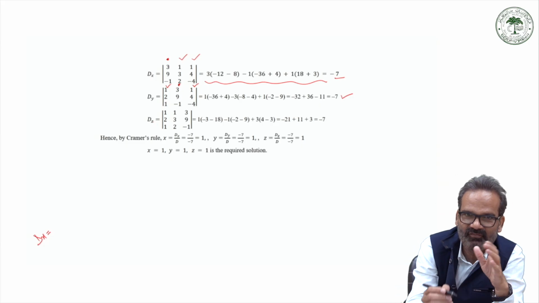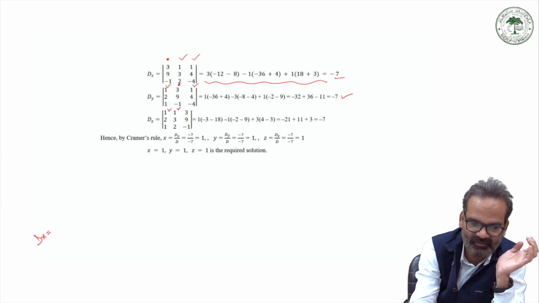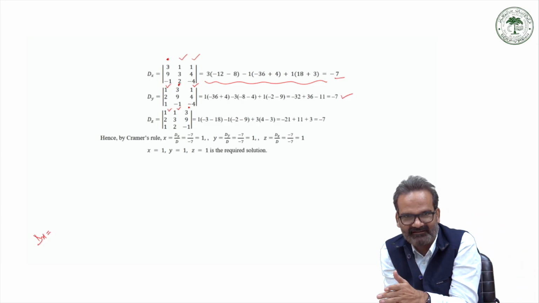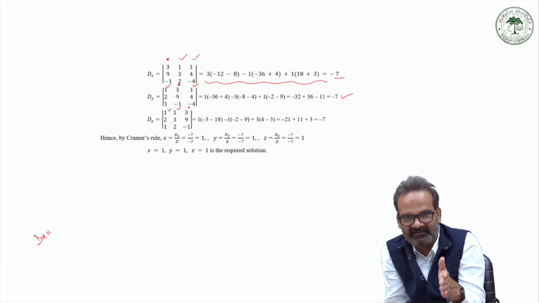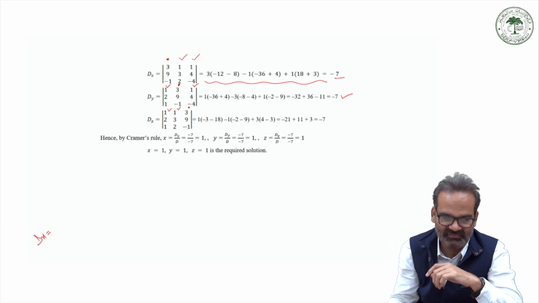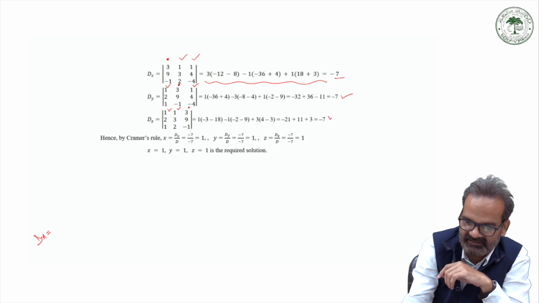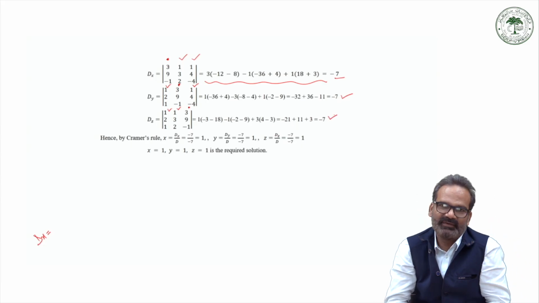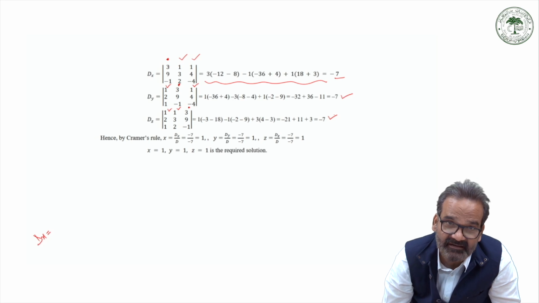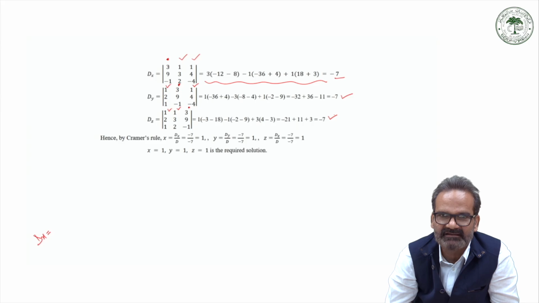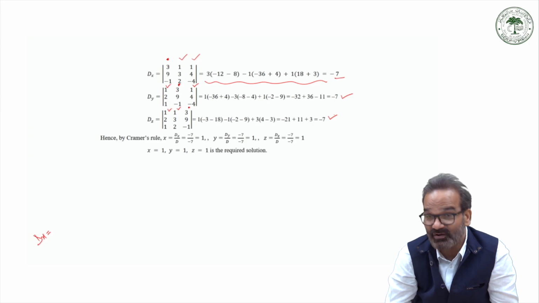Now Dz, the first and second column of D will remain as it is. The third column of the determinant should be replaced by the terms which are lying at the right hand side of the given equations, that is 3, 9 and minus 1. So this is our Dz, and simplify it again. It is also coming out to be minus 7. So Dx is minus 7, Dy is minus 7, Dz is minus 7, and D is also coming out to be 7.